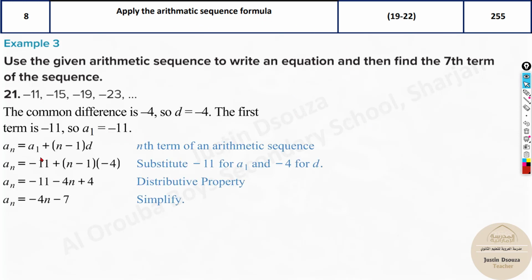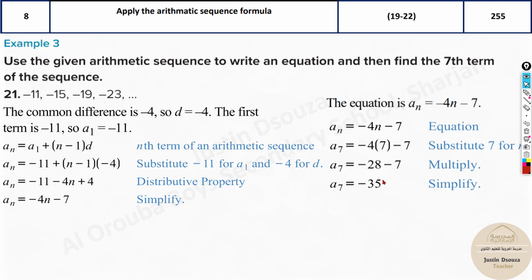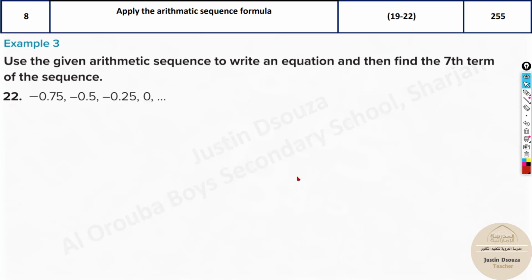This is the formula here and substitute to get the equation. If not, substitute directly the n value and get the answer as well. Same thing with the next one as well. Over here, now just be careful, it's decimals, doesn't matter.